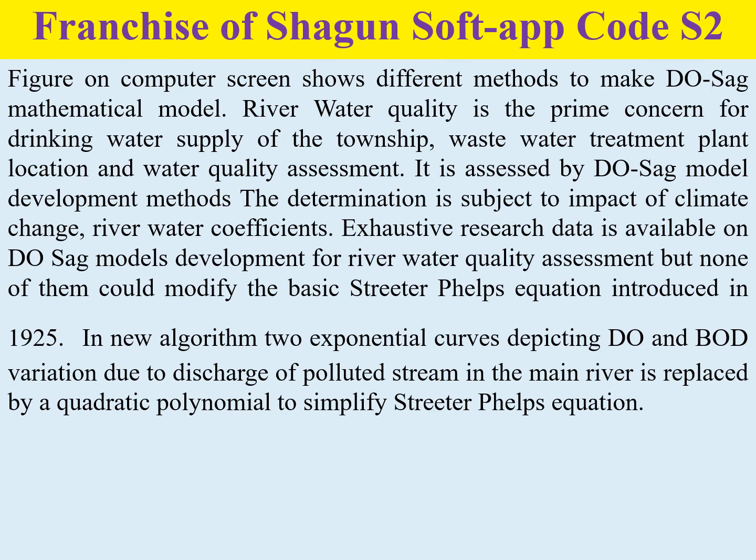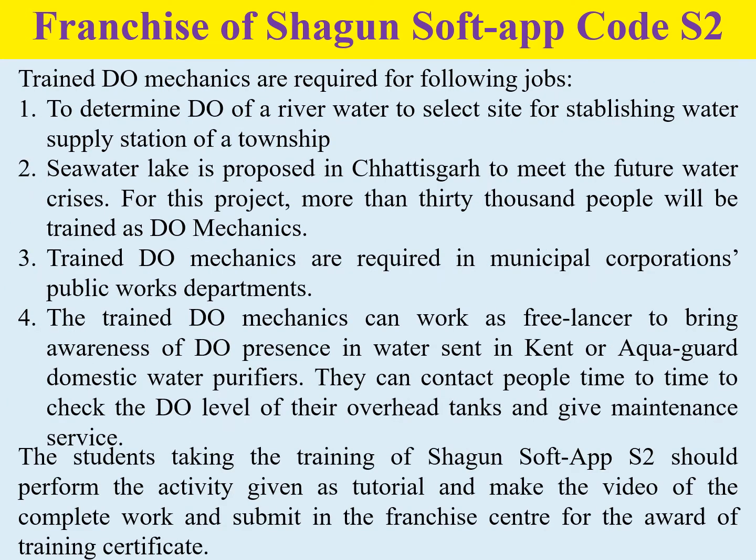In the new algorithm, 2 exponential curves depicting DO and BOD variation due to discharge of polluted stream in the main river is replaced by a quadratic polynomial to simplify the Streeter-Phelps equation. Trained DO mechanics are required for following jobs: to determine DO of a river water, to select the site for establishing water supply station of a township.